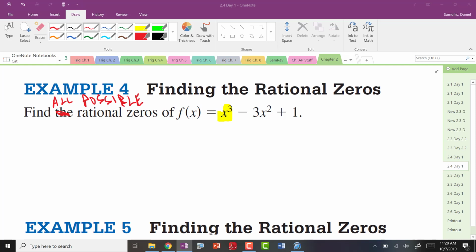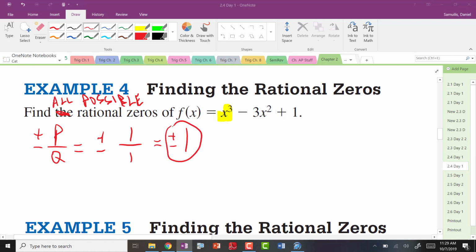Well, this one's a simple one, because what are the factors of P? Where does P come from? What number am I looking at? 1. What are the factors of 1, guys? 1. And by the way, you do put a plus minus here. And then where does Q come from? What's the leading coefficient? 1 again. This is ridiculous. So if the question said find all possible rational zeros, you'd be done.